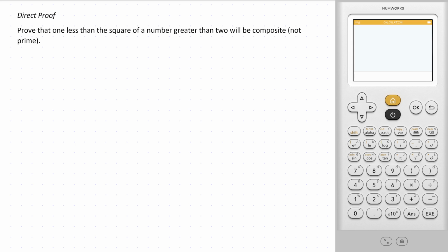What's up, mathematicians? In this video, I'll be showing you a couple examples of direct proof. And these are sort of number theory type proofs, pretty straightforward proofs. The first one is the following.